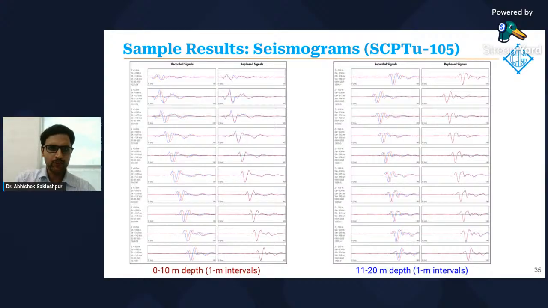We can see the actual raw data or the recorded signals on the left, and then the rephased signals on the right. Then here, similarly, we see seismograms continuing from 11 meter depth down to 20 meter depth, similarly in 1 meter depth intervals. And we can note the excellent quality of the seismograms.